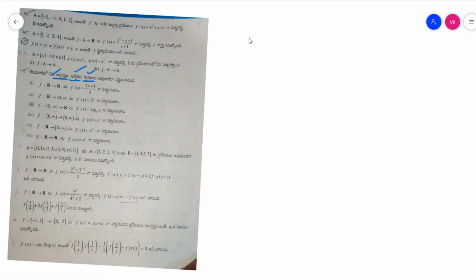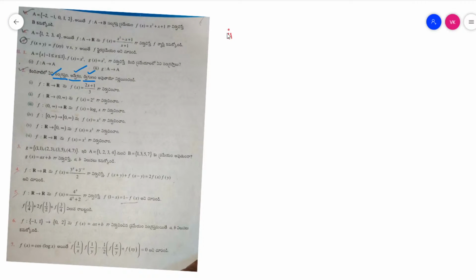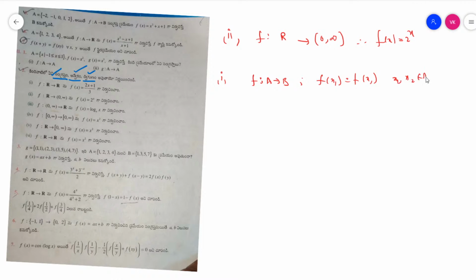The second question is given like this: f maps R to (0, infinity), defined as f of x is equal to 2 power of x. First of all you have to prove whether it is an injection or not. Injection function means f maps A to B. We have to write the definition: f of x1 is equal to f of x2, where x1, x2 belong to A, then we can write x1 is equal to x2.